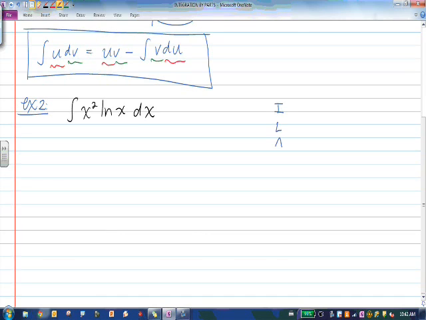Well, Wikipedia came up with this great acronym, and they call it ILATE. The I stands for inverse trig. So the first thing you want to look for is, is there an inverse trig function? The L stands for logs. You want to see if there's a log, and we can see there's a natural log in this problem. The A stands for algebraic. Algebraic functions are things like x squared, x cubed, anything of that sort. The T stands for trig, and the E stands for exponential, e to the x, things like that.